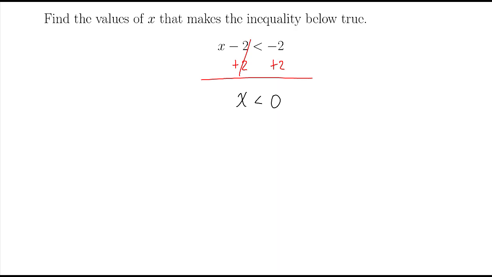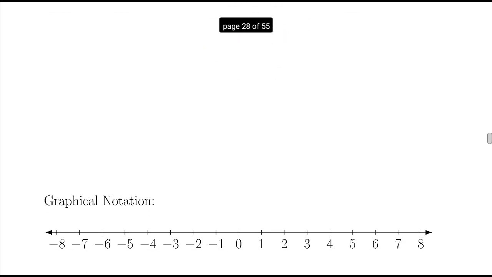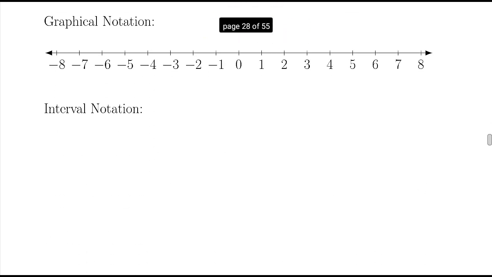So how do we write the solution? This is one form of notation, but let's talk about graphical and interval notation. For graphical notation, we look at the graph here and say x cannot equal 0. X can be less than 0, but x cannot equal 0. I'm going to put an open circle over the 0. That indicates that x cannot actually equal 0, but 0 still serves as a sort of cutoff point.